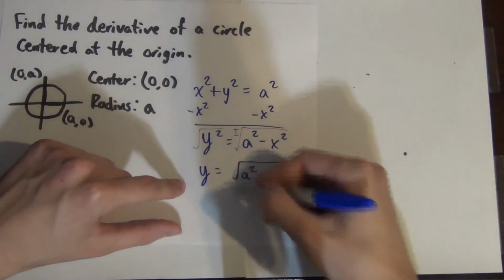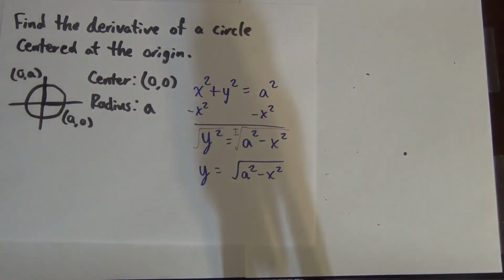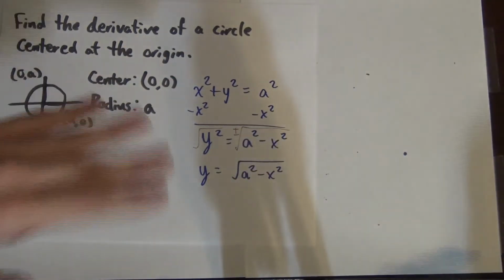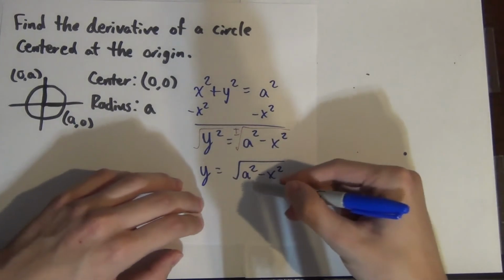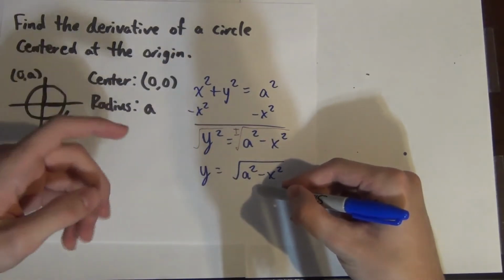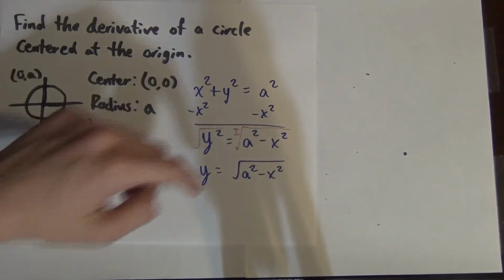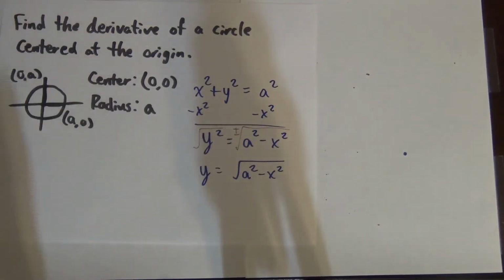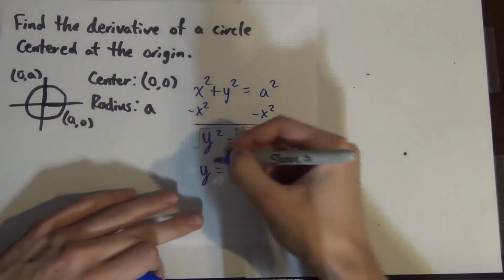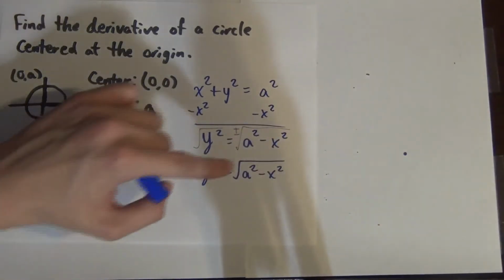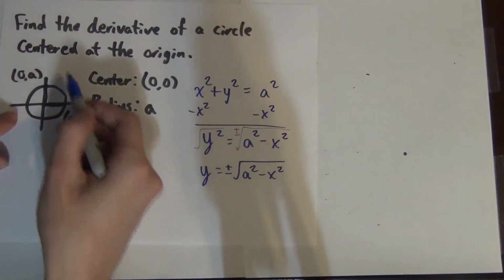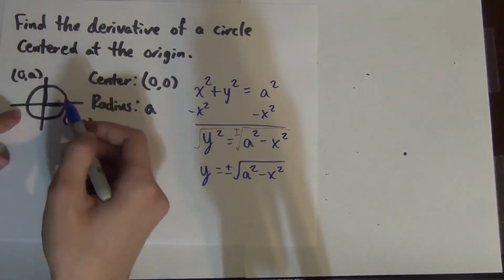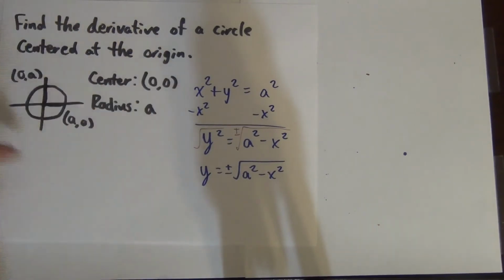Because technically, a square root, unless you want to talk imaginary numbers, which we do not, this class is pretty much all real numbers, has to be a positive number, whatever it is. So in order to introduce the fact that we can have both positive and negative components, we do have to put a plus and minus right here. Without the plus and minus, we're only talking about the upper portion, this semicircle. So to get the full circle, you have to put plus and minus.